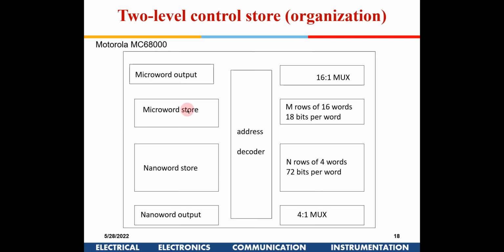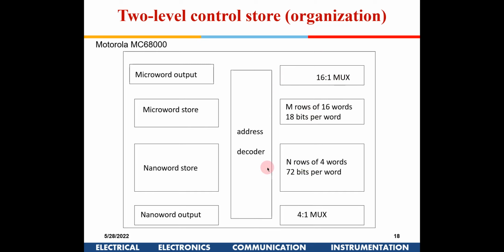So here also, instead of having a single big ROM, this is how it is organized for fast operation. You have an address decoder here, so it is distributed as m rows of 16 words, 18 bits per word, and n rows of 4 words. Once an address is placed, you will select either one of the m rows or one of the n rows. But if you see here, 16 words are there, and out of that only 1 word is required, right? So you use one more 16 into 1 mux. This mux select will also be part of the address.